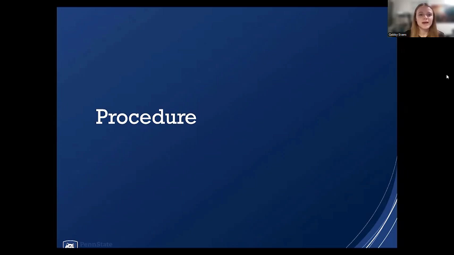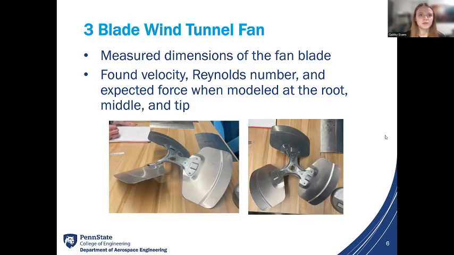Hi, my name is Gabby, and I'm going to be talking about the procedure part of our experiment. So the first piece of equipment we used was this three-blade wind tunnel fan because we were trying to predict the performance of this fan. So first we just measured the dimensions of the fan. Next, we found velocity, Reynolds number, and the expected force of the fan at several different points along it.